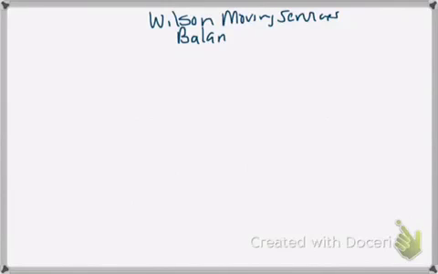So again, we have to start with a header. Wilson Moving Services. You are going to be looking at balance sheet is the title. Now this one is a little bit different than the others have been because the balance sheet is only for one moment in time. So the only thing you're going to have here is the date. You won't have anything else listed out there.